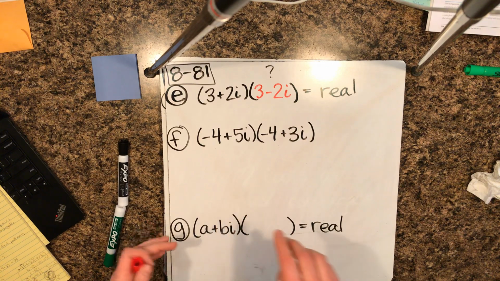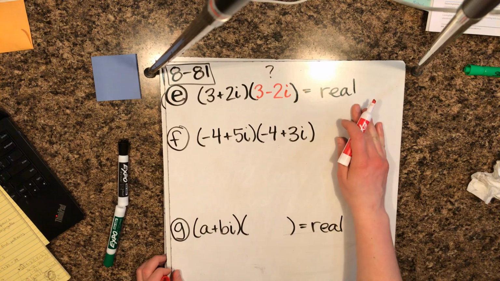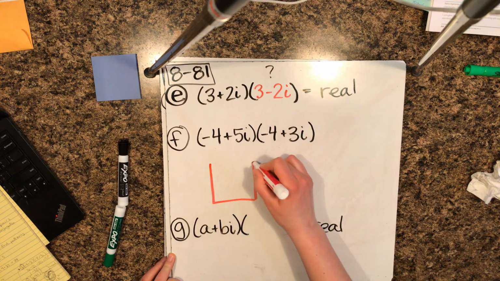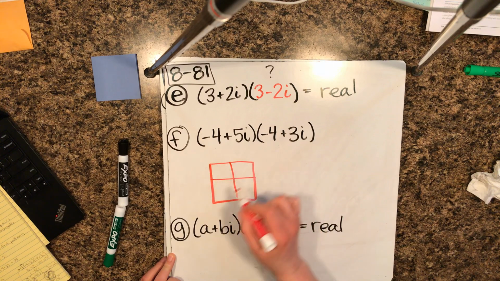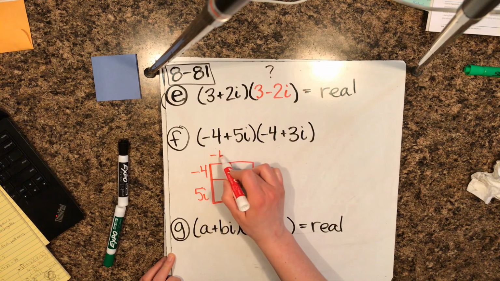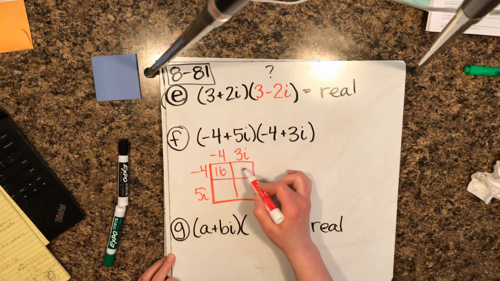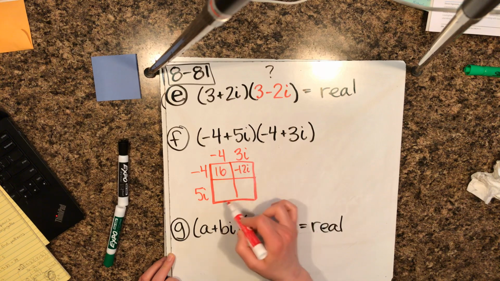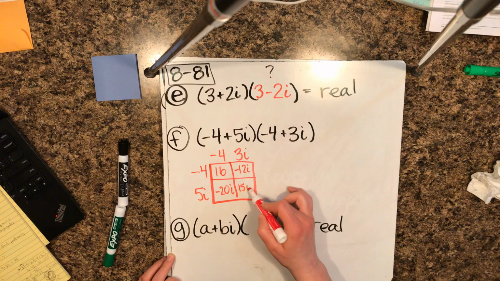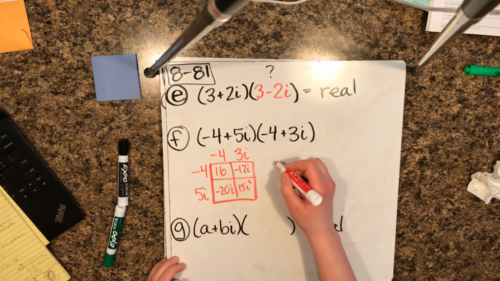Okay? Now, when you multiply two complex numbers together, do you always get a real number? And they gave you this example to check it out. Okay, again, generic rectangle. Ooh, I'm out of space. -4 plus 5i, -4 plus 3i. I get a positive 16, -12i, -20i, 15i squared.